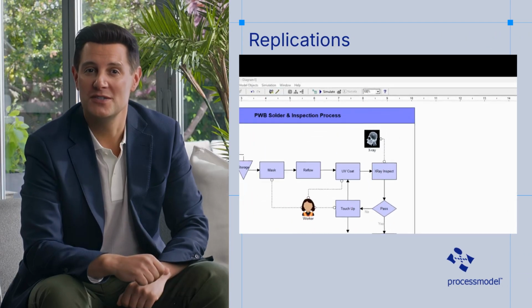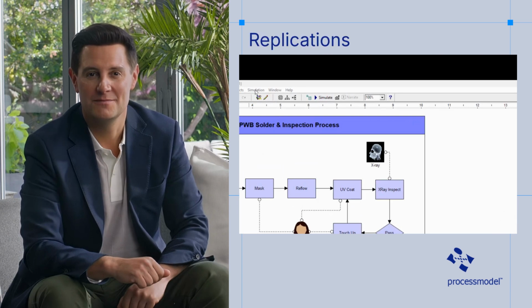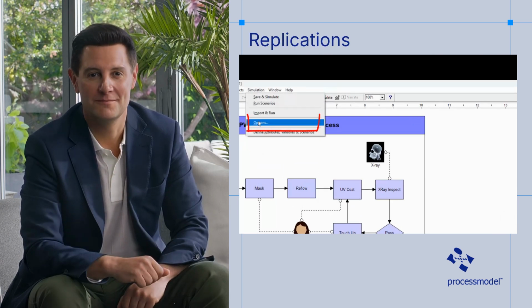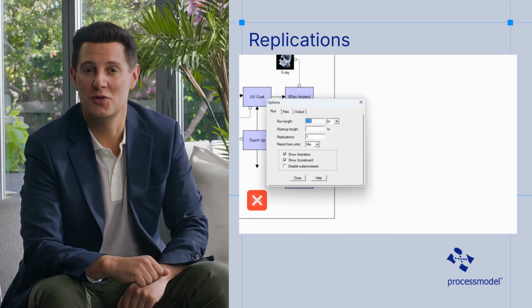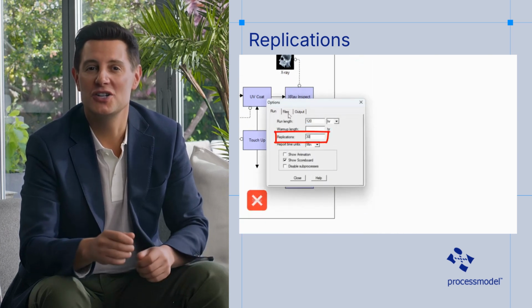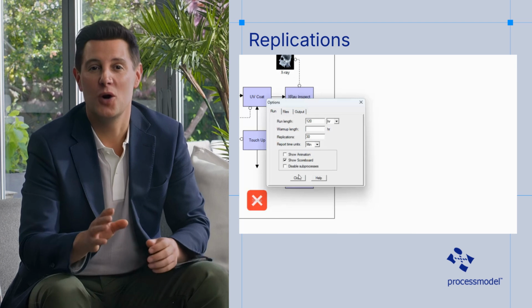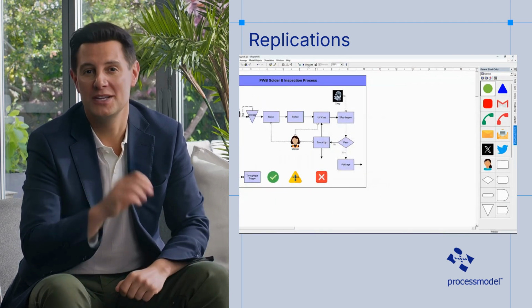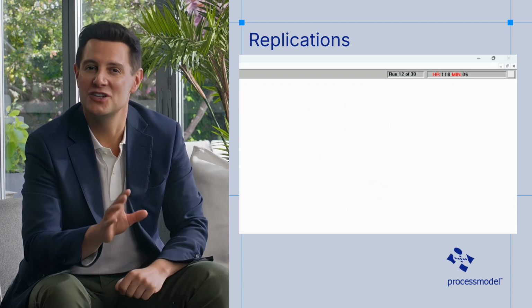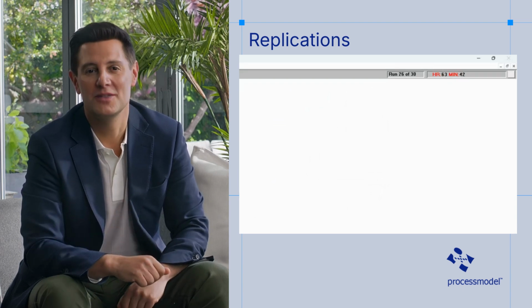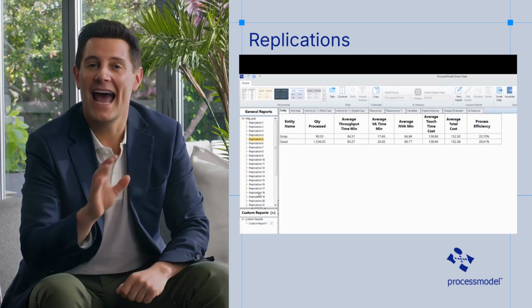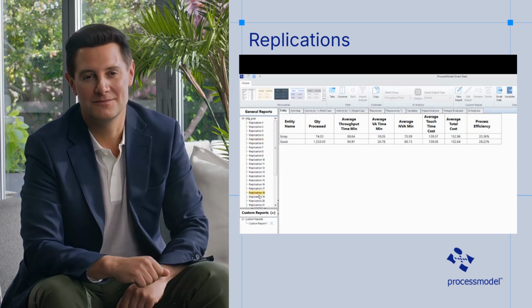To see the whole season, we use replications. Go to the simulation menu and select Options. Enter 30 in the replications field. Uncheck Show Animation. You don't need to watch it 30 times. When you click Simulate, the model will run 30 times, changing the random seed each time. This shows you the full range of what could happen: the good days, the bad days, and the average days.